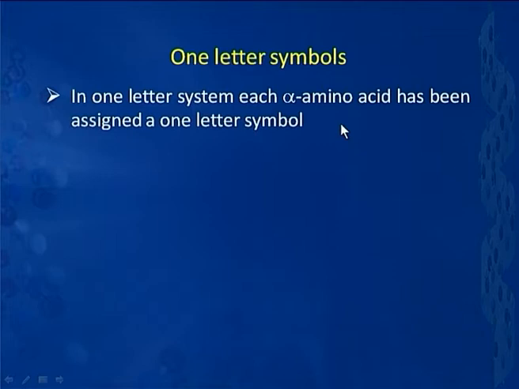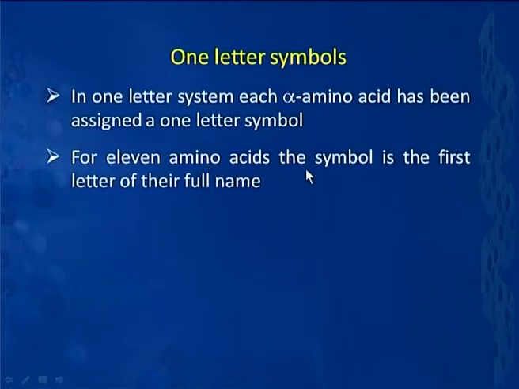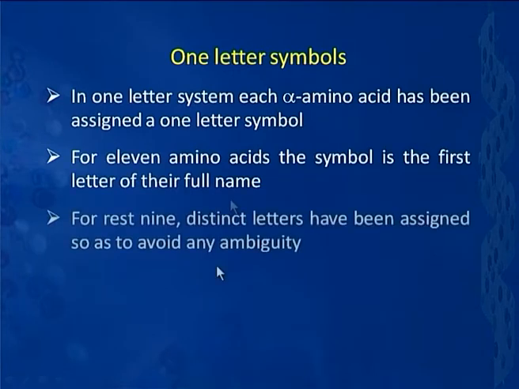Here again the same issue will come, that there will be more than one amino acid starting with the same alphabet. So, from this point of view, for 11 amino acids, the symbol happens to be the first letter, and it is a capital letter. But for the remaining 9 of them, distinct symbols have been assigned, so that there is no ambiguity of any kind. Let us look at the symbols, but before that let me make a statement here.